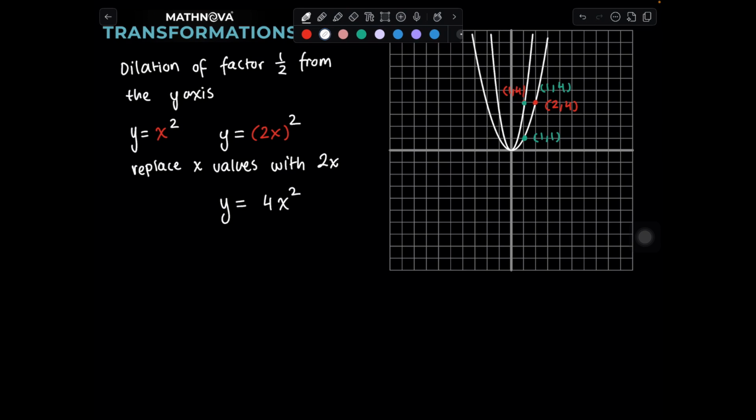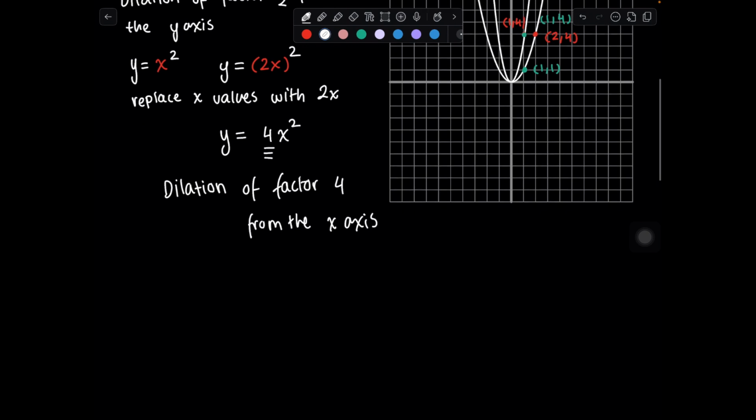If you remember from before, I said that when you dilate by a factor of something from the x-axis, you just multiply the entire equation by that number. And here you can see how our original graph has essentially been multiplied by 4. And that's a dilation of factor 4 from the x-axis. So what this shows us is that you can write a dilation from the x-axis and from the y-axis using different numbers, and by doing one dilation, you're essentially doing another one at the same time.